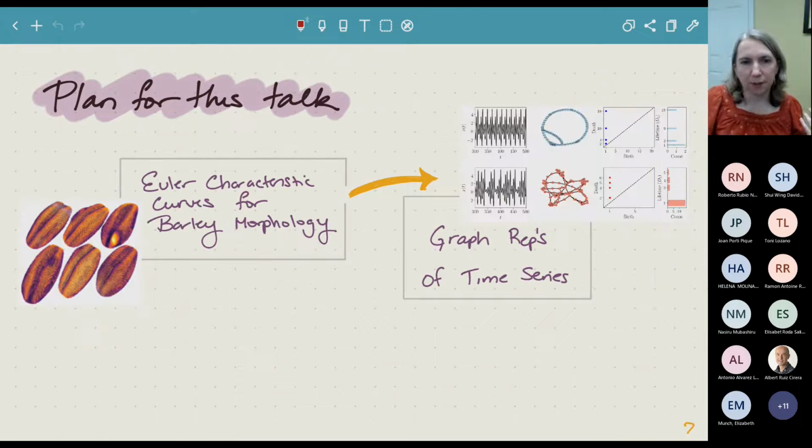All right, for the purposes of this talk, we're going to talk about two different projects that are going to look kind of different, but are using similar, maybe not similar, related tools. I'm going to talk about one project that we did that involves encoding shape and structure in barley. This involves a lot of 3D X-ray CT scans. And then I'm going to talk about another family of projects that we've worked on that are related to a representation of time series data into some sort of structure that you can measure with things like persistent homology.